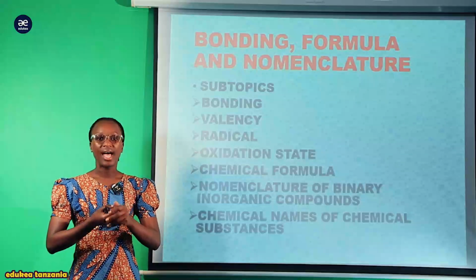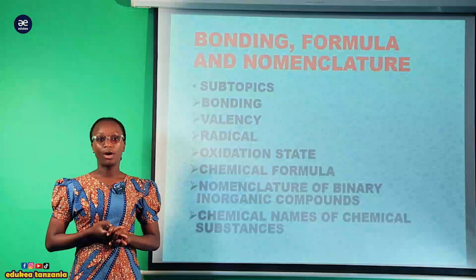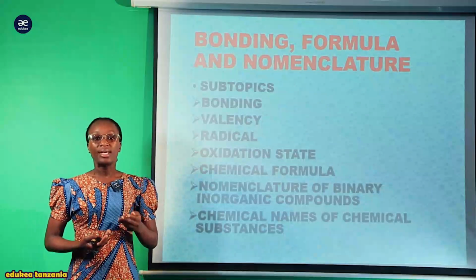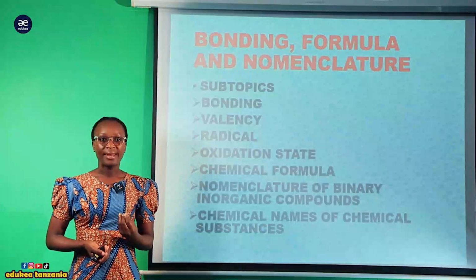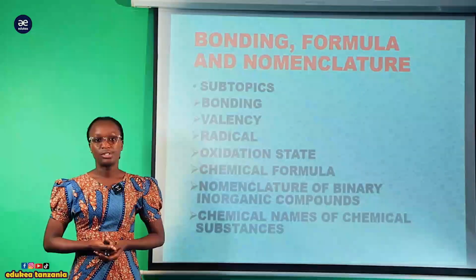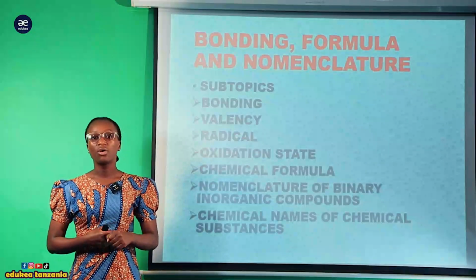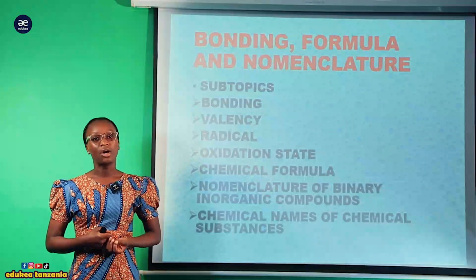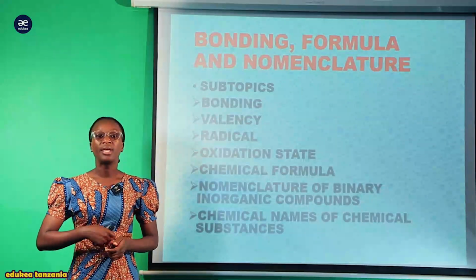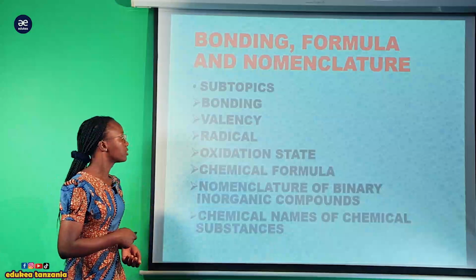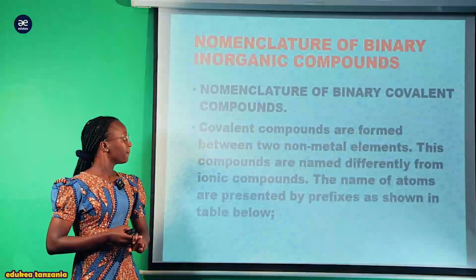But also we started the concept of nomenclature of binary inorganic compounds, whereby we looked at the binary ionic compound. So today, my student, we are going to see another category of these binary inorganic compounds, which is covalent compounds. I mean binary covalent compounds. And welcome to start our session today.